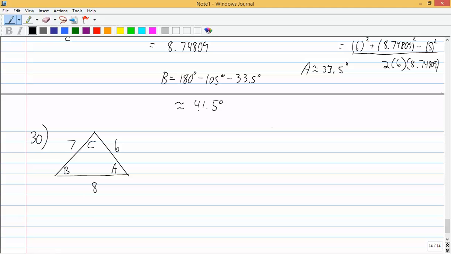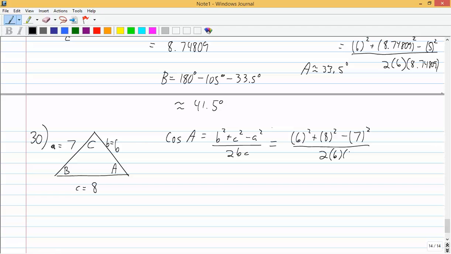So it doesn't matter which angle we start with. I'm going to start with cosine of angle A. Alright, and we know that that's equal to b squared plus c squared minus a squared all over 2bc. Okay, so that's what I'm going to plug in. So I'm going to label my sides to make sure that I don't make a mistake. It's good to take the time to do that. So that's 6 squared plus 8 squared minus 7 squared over 2 times 6 times 8.